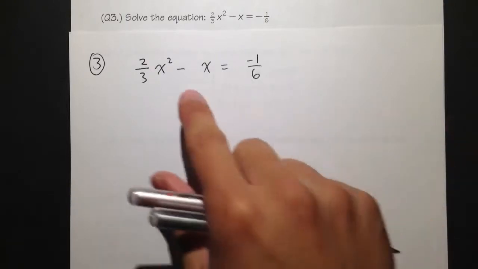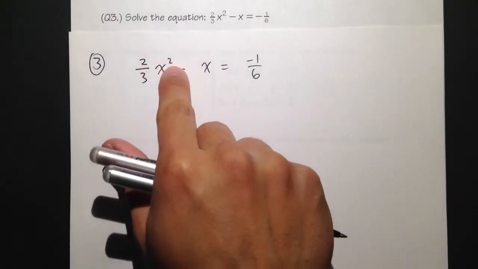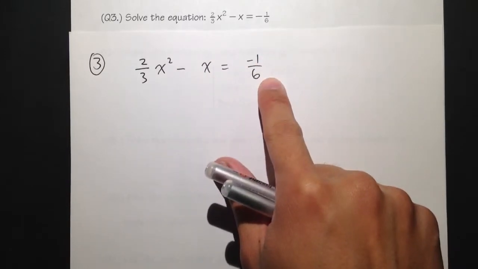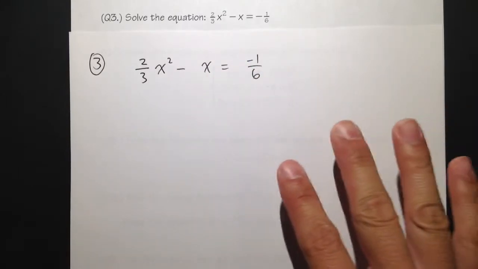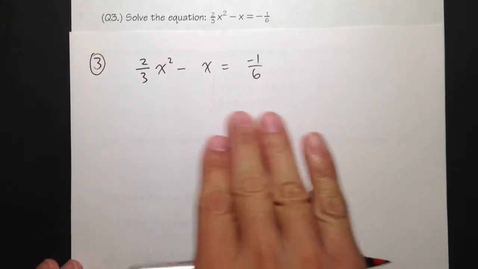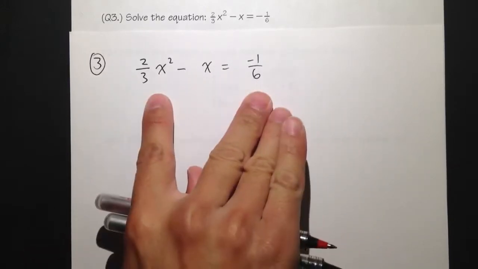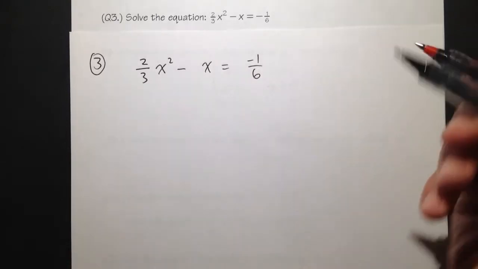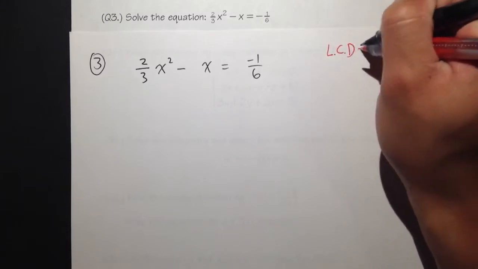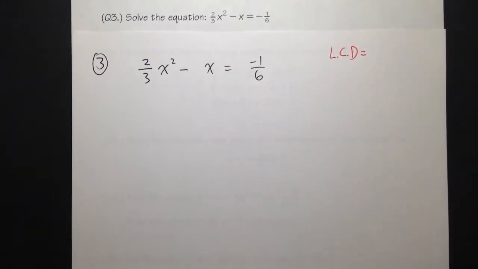Question number 3, we are going to solve 2 over 3 x to the second power minus x is equal to negative 1 over 6. Before we talk about anything else, first of all, I see I have an equation that has fractions. So let's talk about how we can get rid of the fractions first. To do that, we are going to look at the lowest common multiple of the denominators, the LCD, the lowest common denominator.